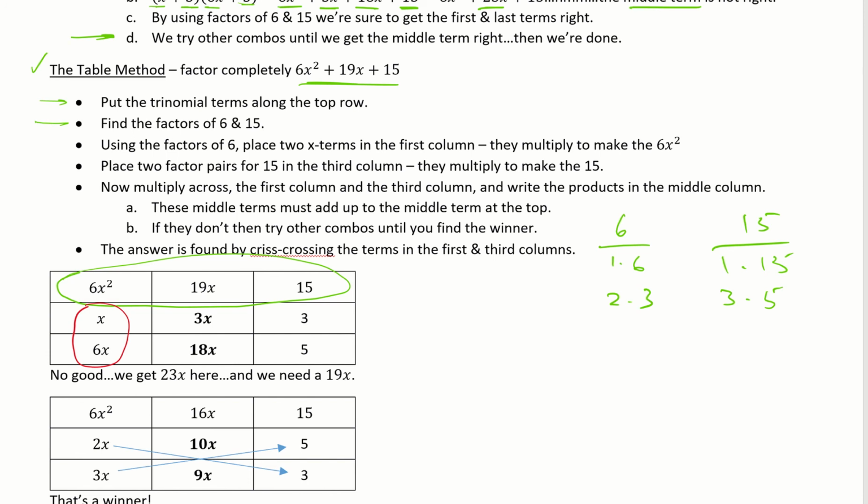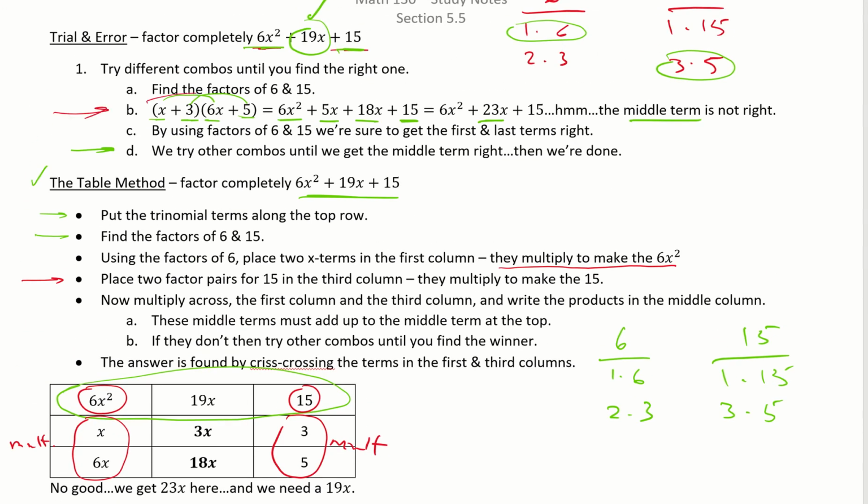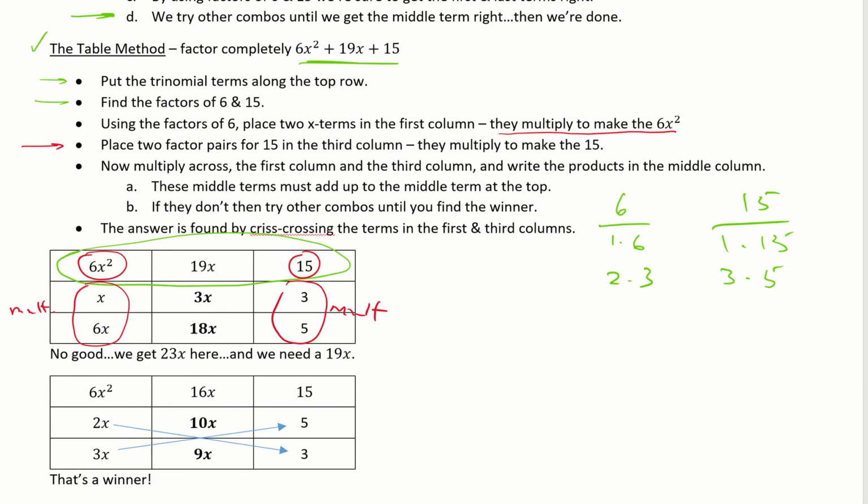And what I'm saying in the notes is, they multiply to make 6x squared. So if I multiply here, I get the 6x squared. Likewise, you place two factors for 15 in the third column, and if I multiply those guys, I get the 15. Okay, so instead of writing it in this format where you're already putting it in that form, I'm actually putting it in columns.